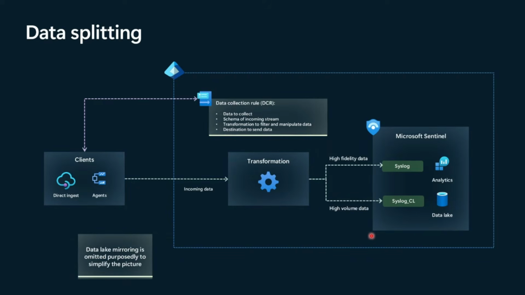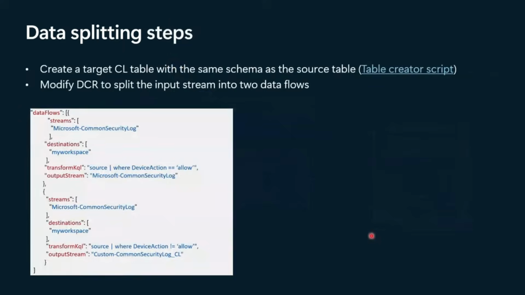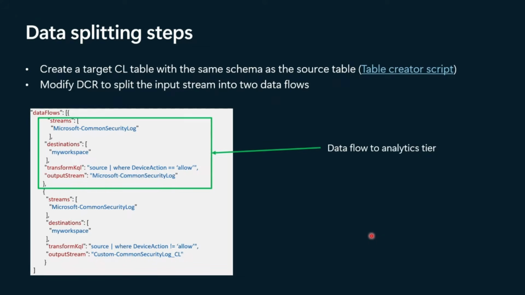So how do we do this at a low level, right? First of all, we have to create a custom log table with the same schema as the source table. I have a link there, we'll put it in the chat, for a table creator script, a script that can help you create the table with the same schema that you need. And then you need to modify your data collection rule to split the input stream in two separate data flows. One data flow will go into the analytics tier. As you can see in this case, I have selected that the condition for that data to go into the analytics tier will be that the device action equals allow. And then it will go to this specific table.